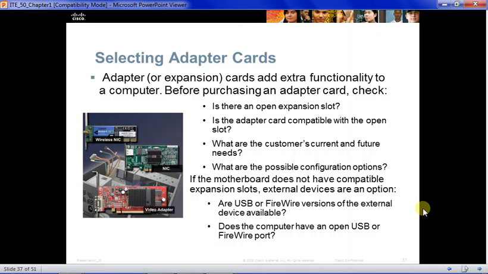If a motherboard does not have the capability to expand via slots, then sometimes we can expand using our USB or FireWire ports, and this is a great way to do it if they have open ports.